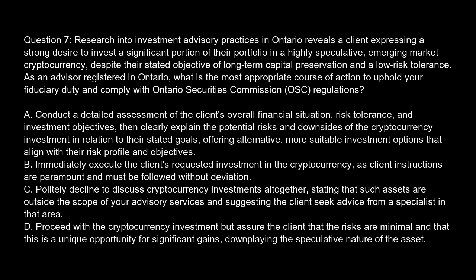Option A. Conduct a detailed assessment of the client's overall financial situation, risk tolerance, and investment objectives, then clearly explain the potential risks and downsides of the cryptocurrency investment in relation to their stated goals, offering alternative, more suitable investment options that align with their risk profile and objectives. Option B. Immediately execute the client's requested investment in the cryptocurrency, as client instructions are paramount and must be followed without deviation. Option C. Politely decline to discuss cryptocurrency investments altogether, stating that such assets are outside the scope of your advisory services and suggesting the client seek advice from a specialist in that area.